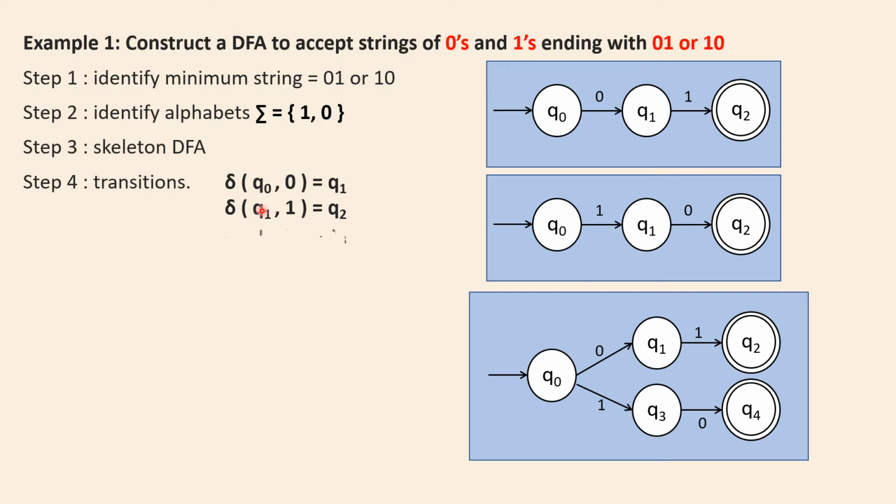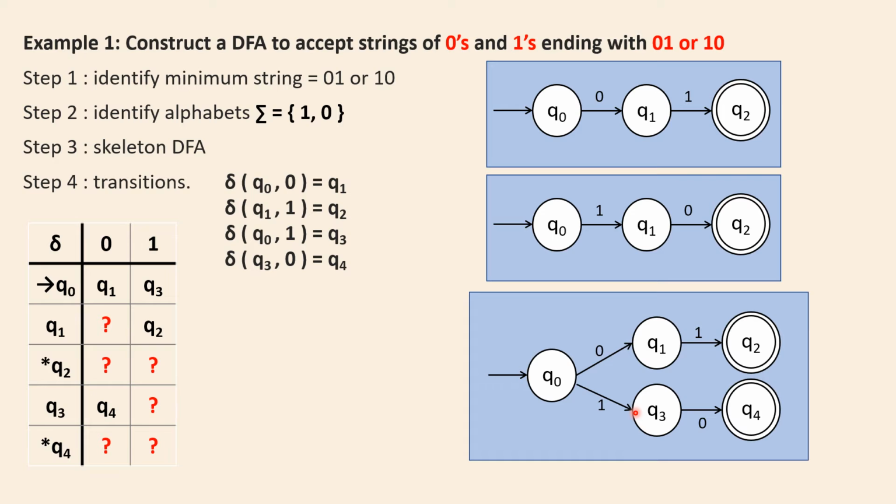Let us give the transition for this. So Q0 on input 0 going to Q1, Q1 on input 1 going to Q2, Q0 on input 1 going to Q3 and Q3 on input 0 is going to Q4. This is the transition table. We have filled the cells for which we have the transitions.